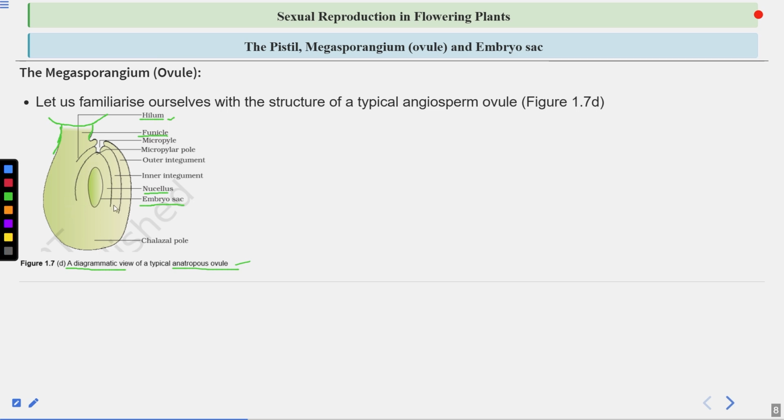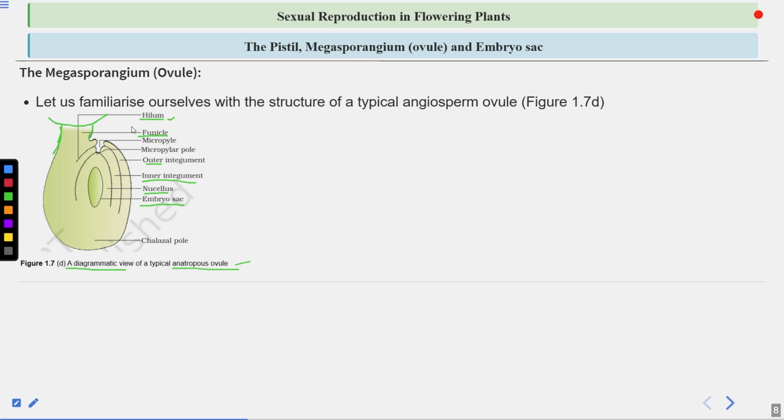Now this nucellus is surrounded by two coverings, inner integuments and outer integuments. And they have two poles. The pole towards the micropyle region. What is micropyle? At this particular point, you can see there is no covering. There is a small pore-like structure where the integuments unite together. That pore-like structure is called micropyle.